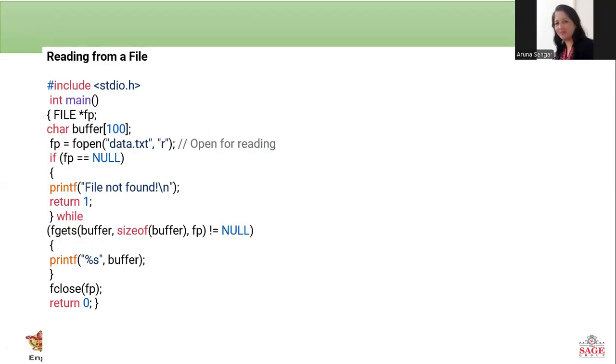And if we want to read something from the file, then we have to open the file in read mode. And similarly, if we get null in return, then we print file not found. And if we get the address of that file, then we take the data from the file pointer, where our file is stored, into a buffer, and we print the buffer and we close the file.